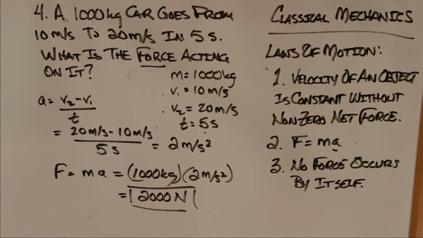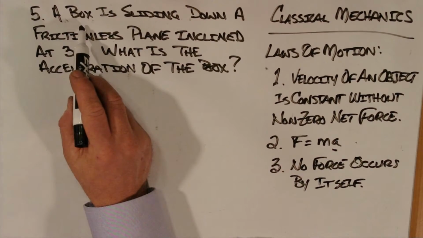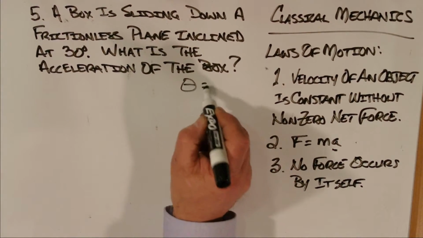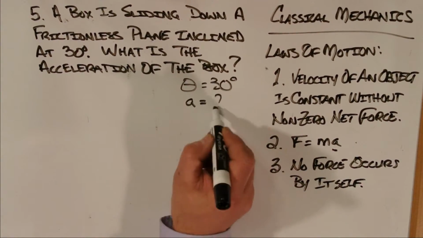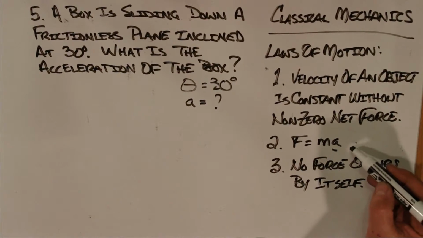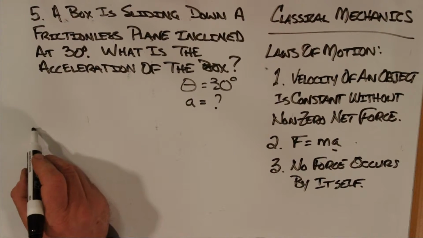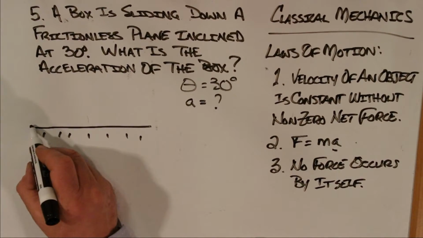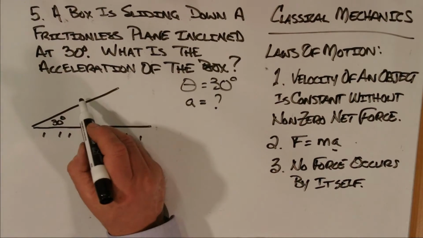The fifth problem and final problem for the set: a box is sliding down a frictionless plane inclined at 30 degrees. What is the acceleration of the box? We're given theta as 30, and that's it. We're asked to find the acceleration. We're going to use force is equal to mass times acceleration and draw a diagram to represent what's going on. We have the ground, the ramp at 30 degrees, and the box.